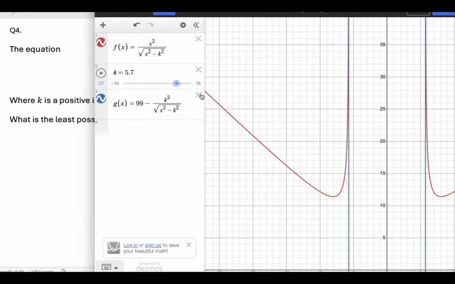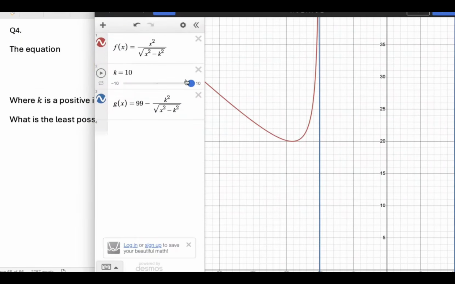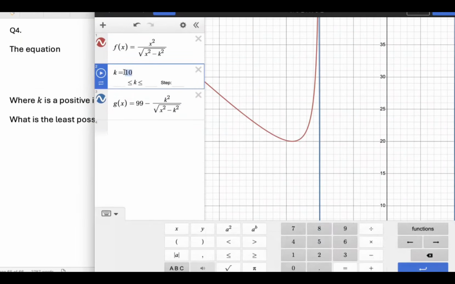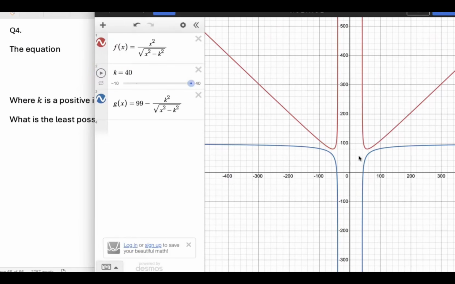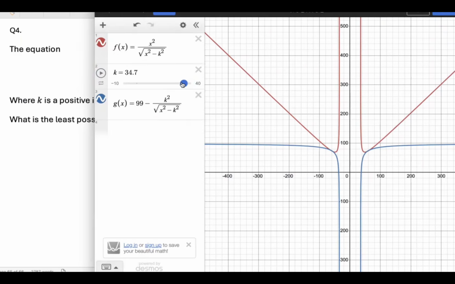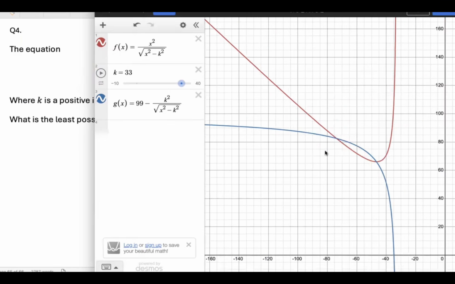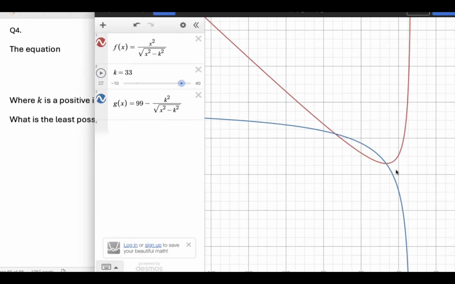And this is the graph. I'll move all the way to 10. They're still intersecting. Let me make it 40. At 40, you can see the graphs move away. Very beautiful graph. You can see one goes up, one goes down. Is this the least one I should get? As you go down, you can see there's an intersection. This is not an integer. So I get 33. There's two solutions, right?